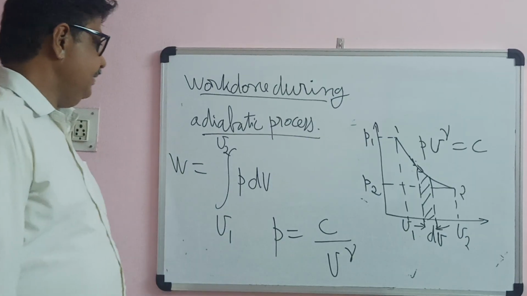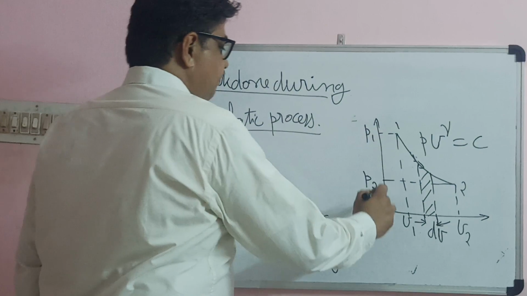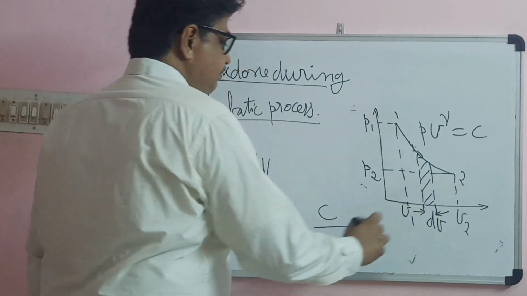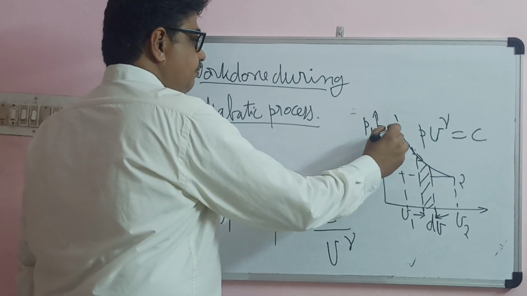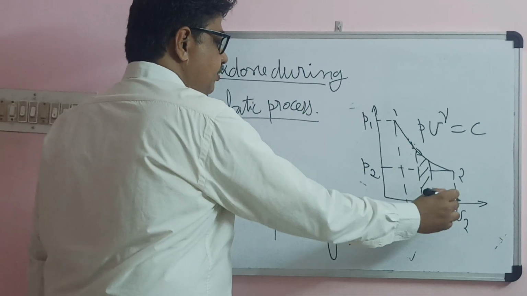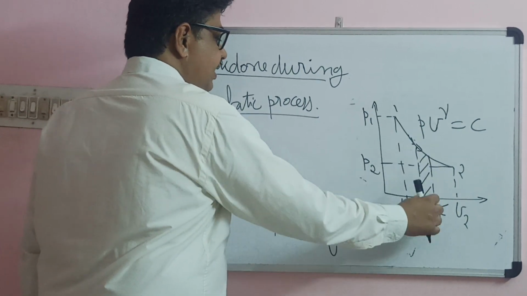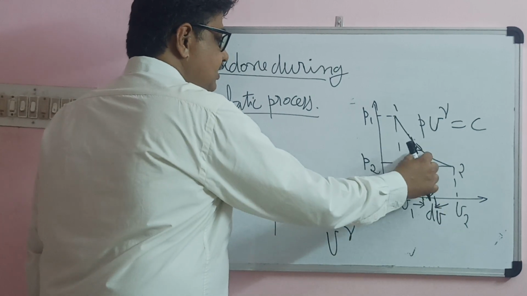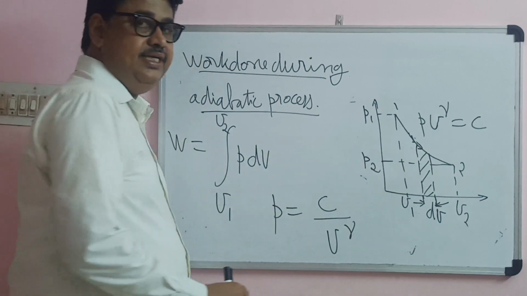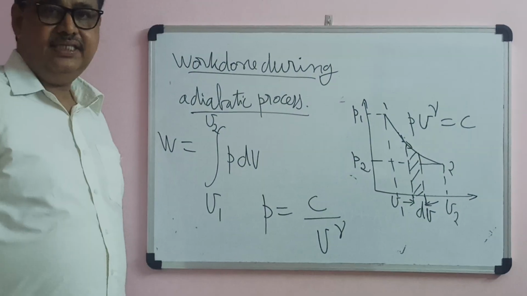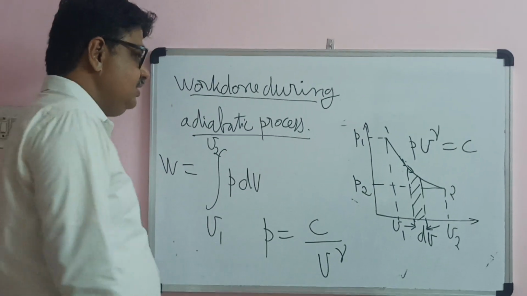Work done during adiabatic process. So here this is the pressure volume diagram or PV diagram. The gas expands from state 1 to state 2. Pressure becomes P1 to P2, volume becomes V1 to V2. Consider a small infinitesimal volume. Consider this as a rectangle because it expands almost at constant pressure. Let us derive the work done during adiabatic process.